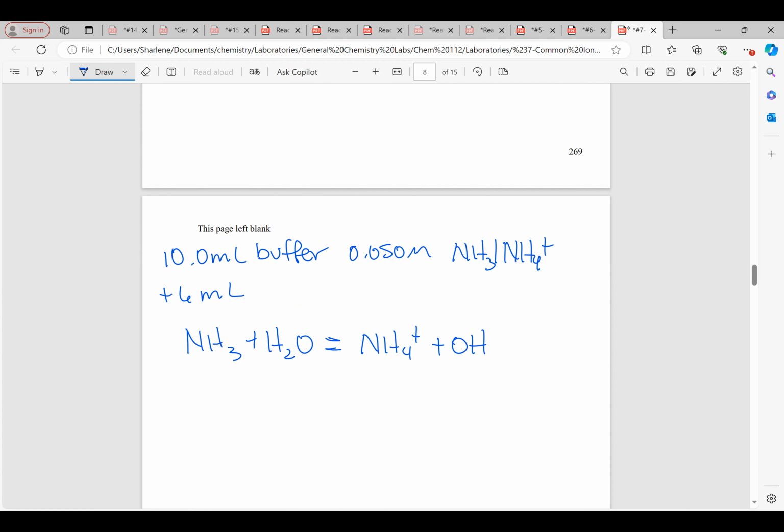So I had 10 mils of the 0.05 and I added 6 mils to it. So the new concentration is 10 mils times 0.05 is equal to 16 mils times the new concentration. What is my new concentration? My new concentration is 0.031, with how many sig figs? 0.031.